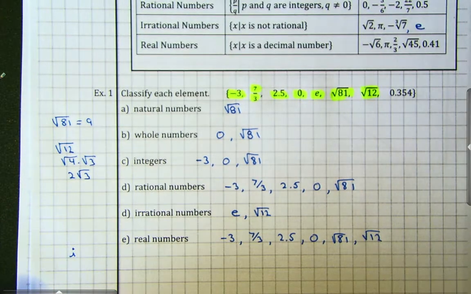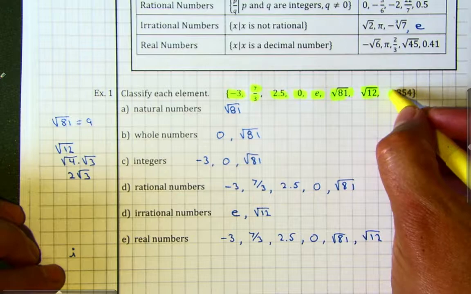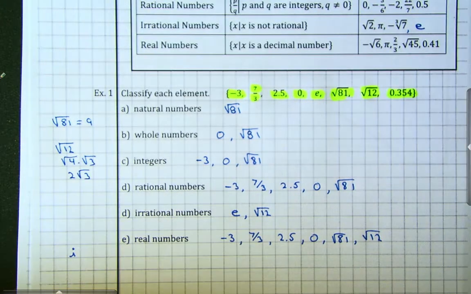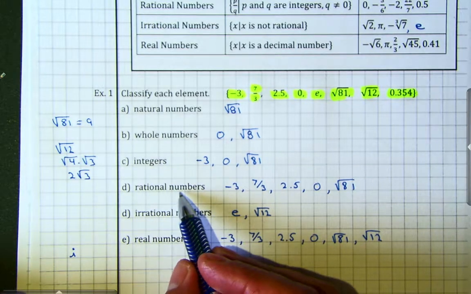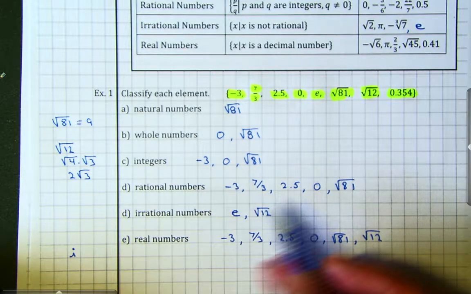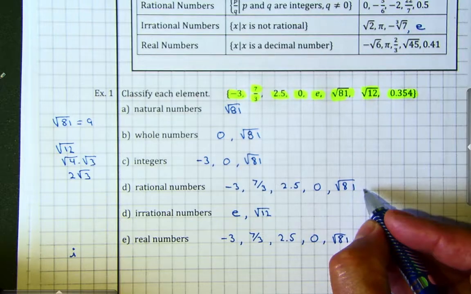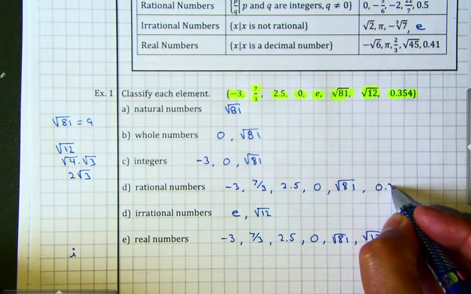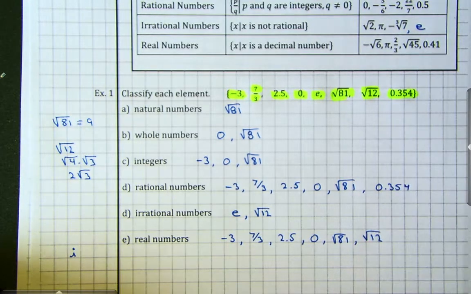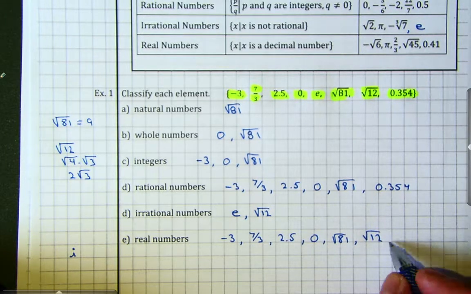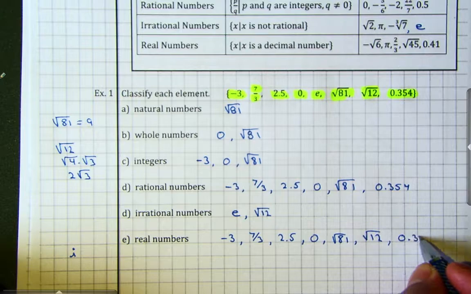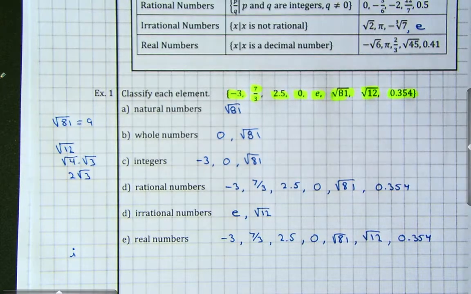And the last number is 0.354. It's a decimal, so we know it's not a natural number. We know it's not a whole number, it's not an integer. It is a rational number because it stops and it does not repeat throughout. It's not an irrational number, but it is a real number as well.